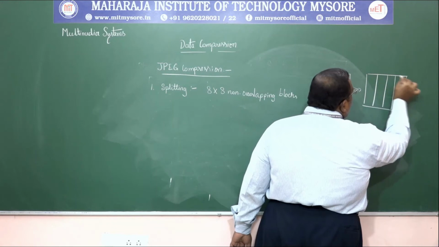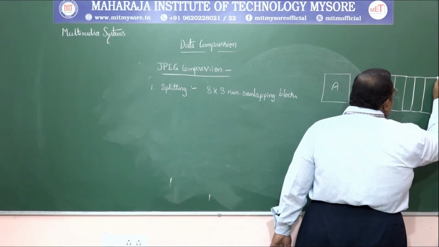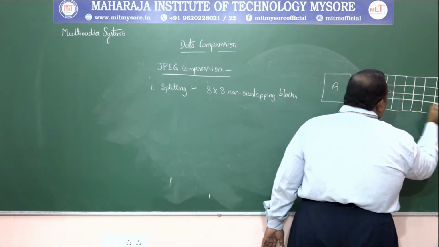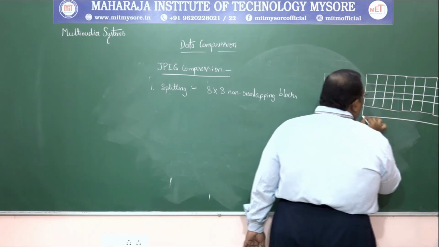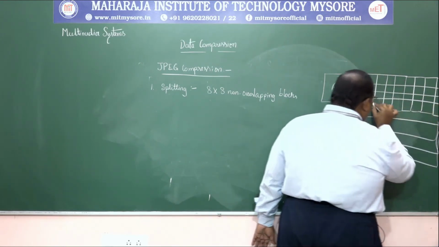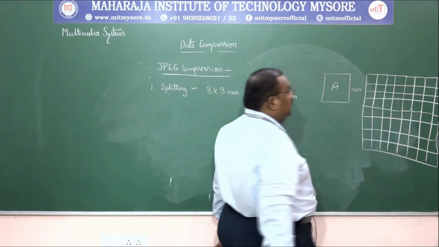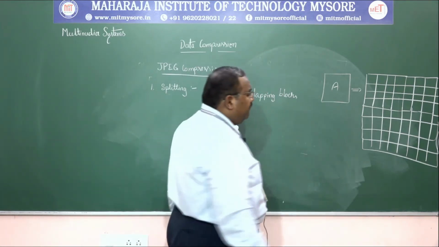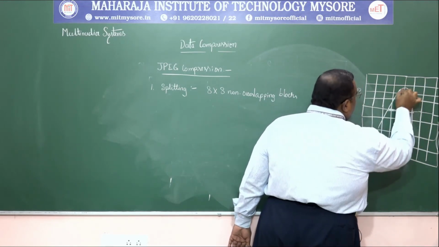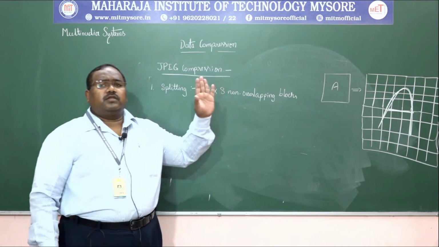One, two, three, four, five, six, seven, and 8. Similarly, equally 1, 2, 3, 4, 5, 6, 7, and 8. Now, I have an 8 cross 8 block, and if we try to replicate it here, it would come out something like this, for the consideration to be made. This is called the preparation of an image.